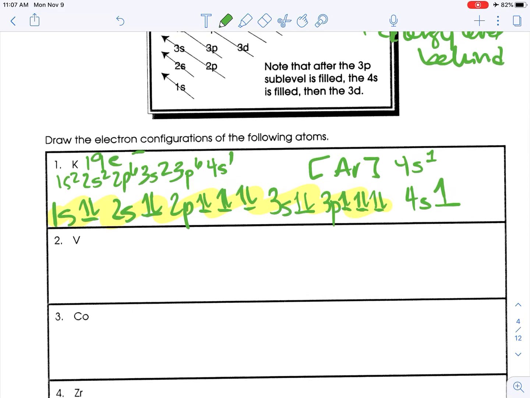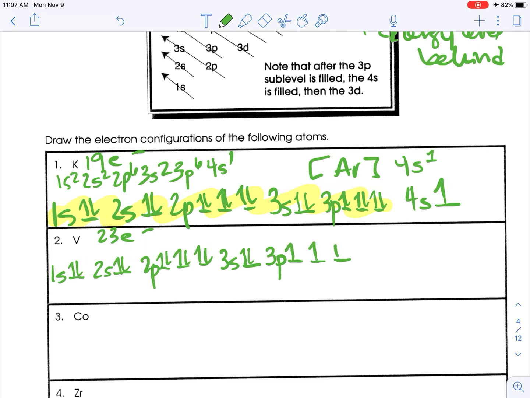Vanadium has 23 electrons. So we know we have at least what we have for potassium. Again, getting repetitive: 1s2, 2s2. When you're doing your orbital diagram, you can't abbreviate. So there's 10, 11, 12, 13, 14, 15, 16, 17, 18, 19, 20. After the 4s comes the 3d. Be careful. I'm going to put it on the next line.